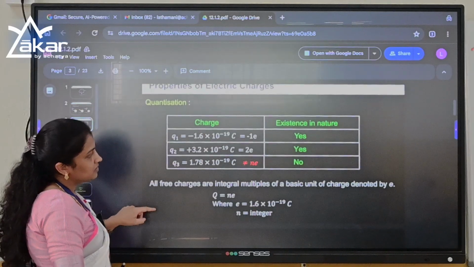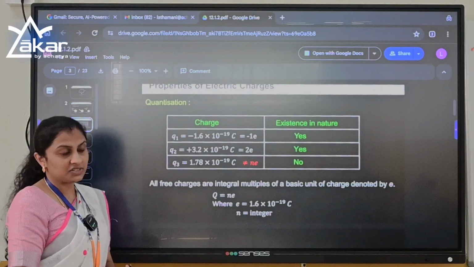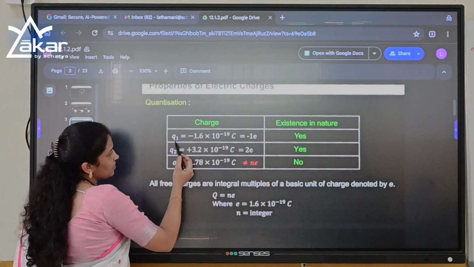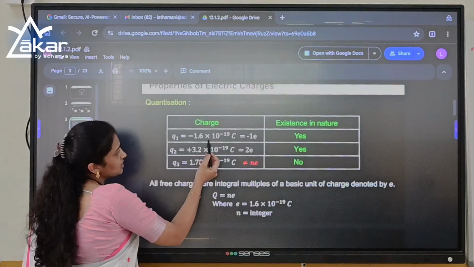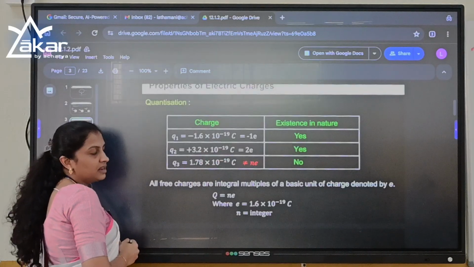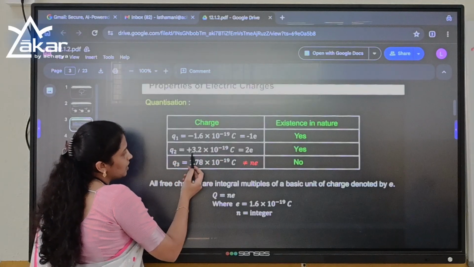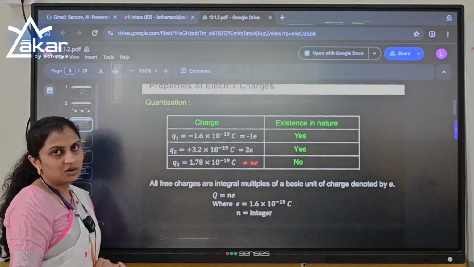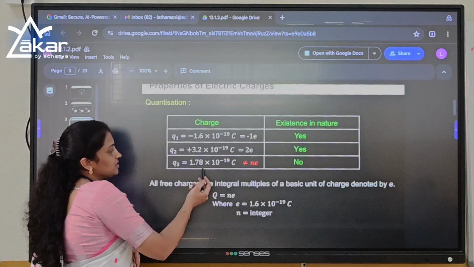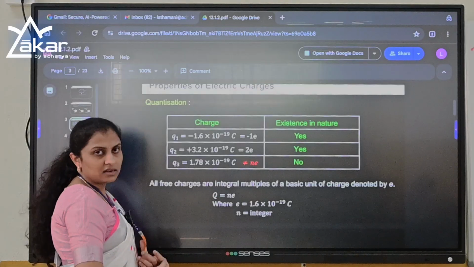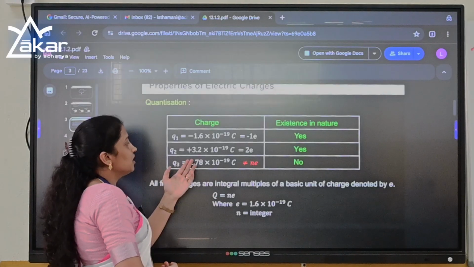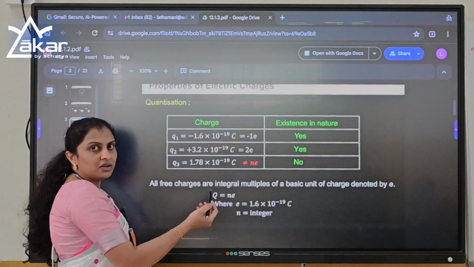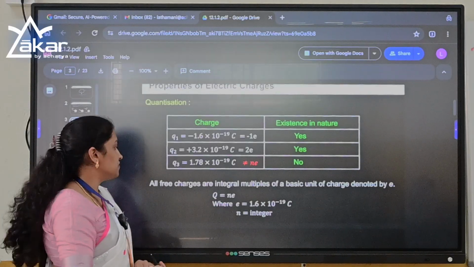Next, third property is quantization of charge. So you can see in this table, Q1 is 1.6 × 10^-19 C, Q2 is +3.2 × 10^-19 C, Q3 is 1.78 × 10^-19 C. So here we have taken, before that, what is the definition of quantization of charge?